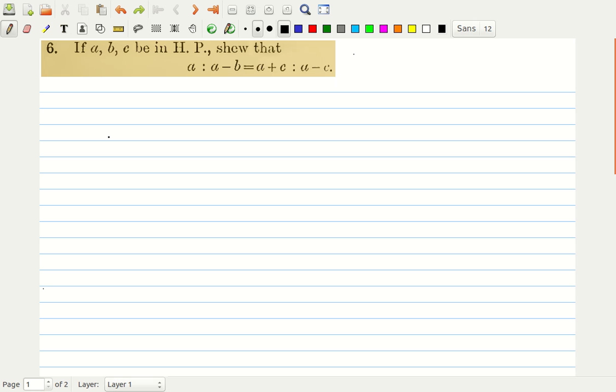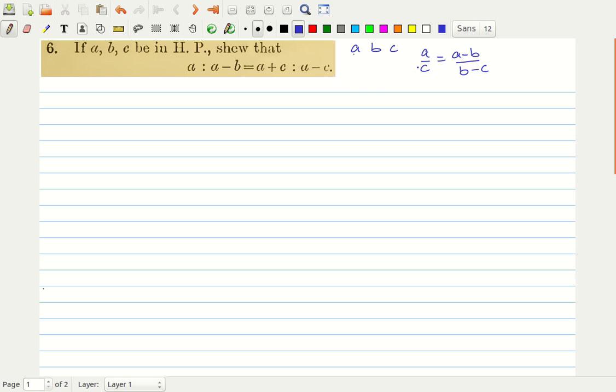If A, B, C are in HP, show that A is to A minus B is equal to A plus C is to A minus C. So for solving this problem, I will show you one more definition of harmonic progression. Suppose we have three numbers A, B and C. They are said to be in harmonic progression if A is to C is equal to A minus B by B minus C.